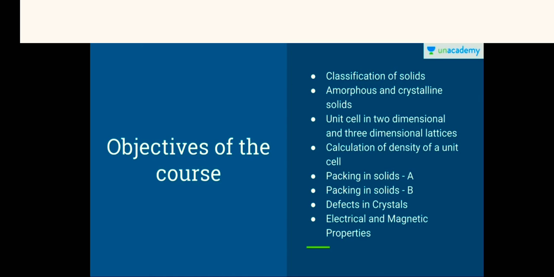The crystalline solids have a definite pattern, so we are going to study that pattern in this course. We will study the unit cell, the smallest particle of any solid, or the smallest arrangement of any solid in 2-dimensional and 3-dimensional lattices. Then we will also do certain calculations so as to give us the dimensions of a unit cell. Then how the constituent particles are arranged in a particular crystal, that is packing in solids, that we will do in 2 different sections.